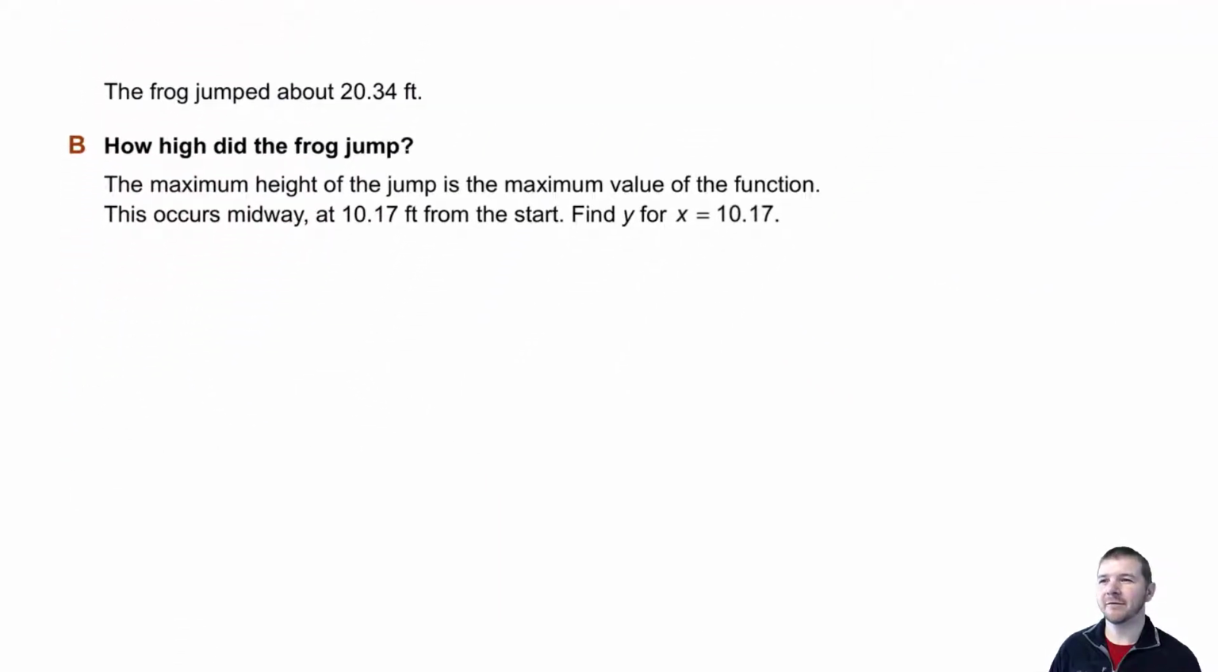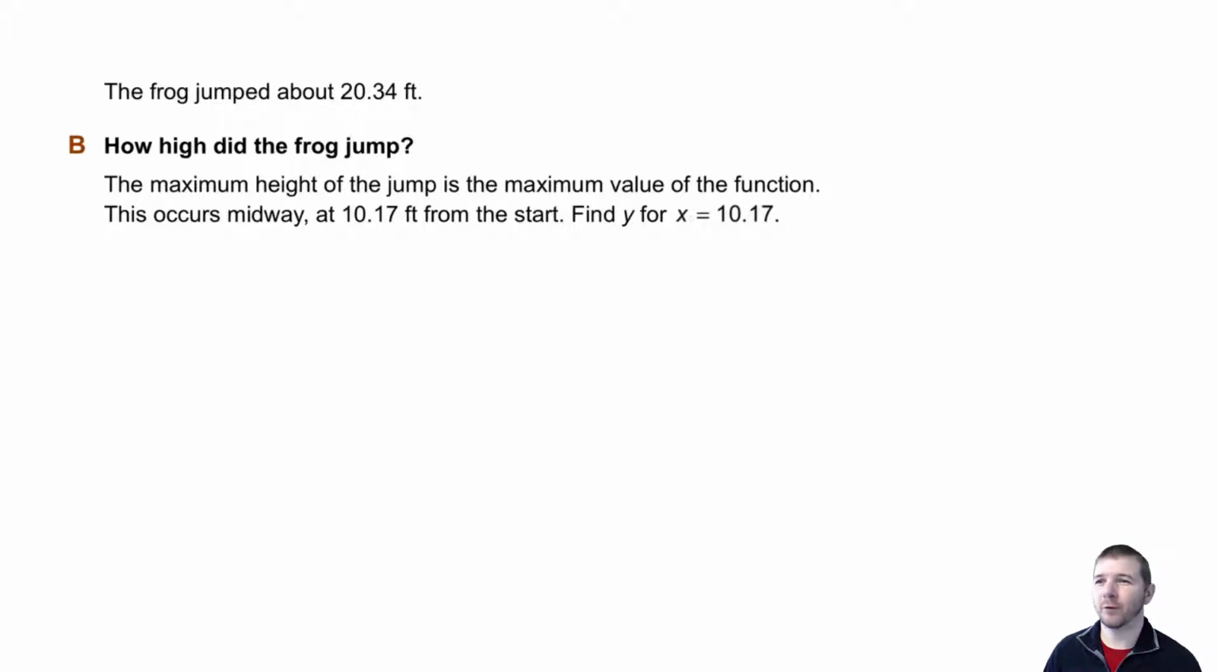Part B. How high did the frog jump? Well, the maximum height of the jump is the maximum value of the function, so its vertex value. This occurs midway at 10.17. Notice that's half of 20.34, the total distance. So again, at 10.17 feet from the start.